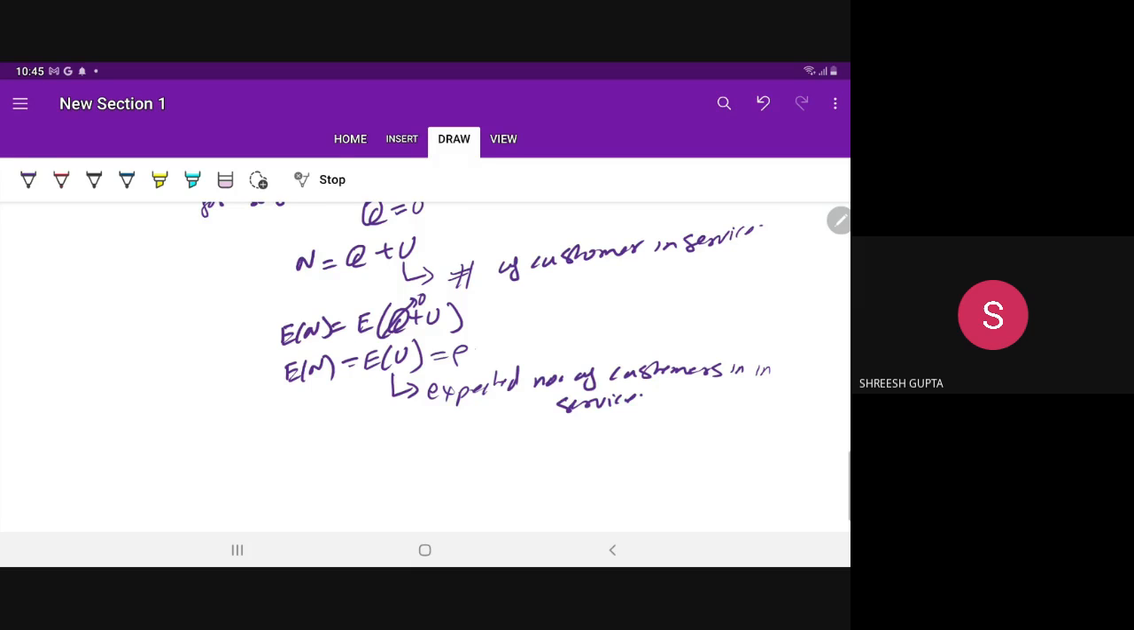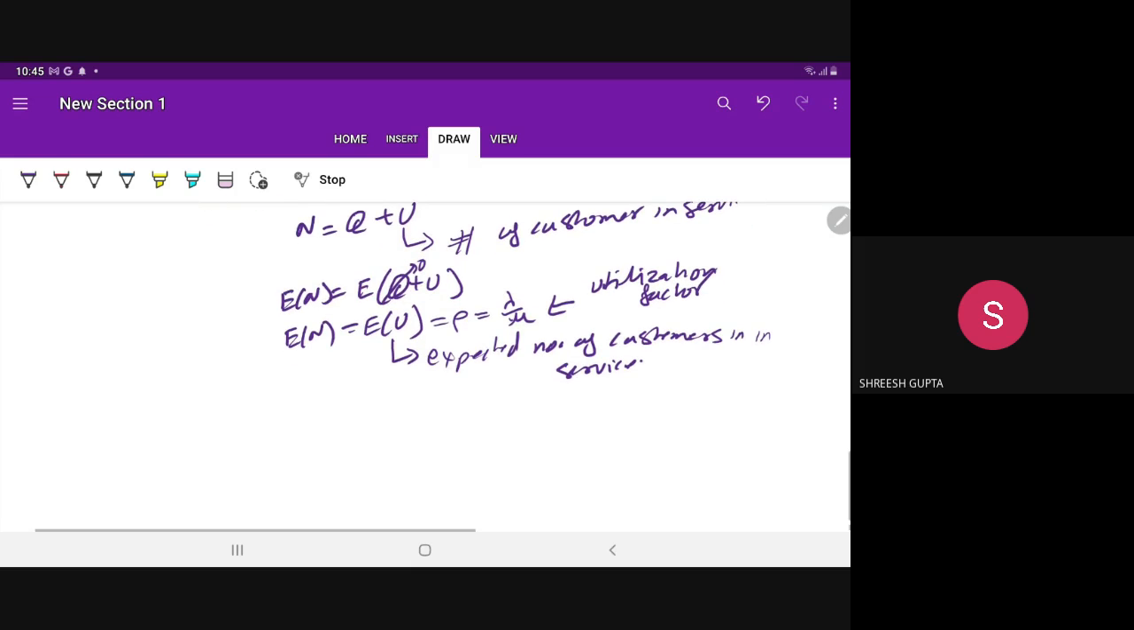And here rho is what? It is lambda upon mu. This rho is also known as the utilization factor. So here we have written En is equal to Eu also. So that is one more formula.